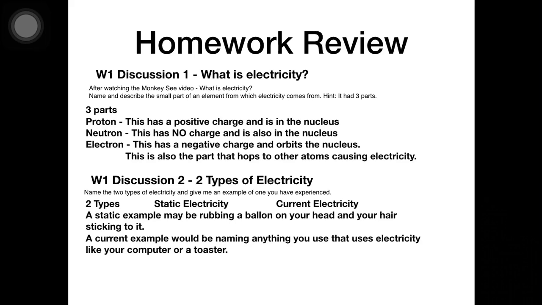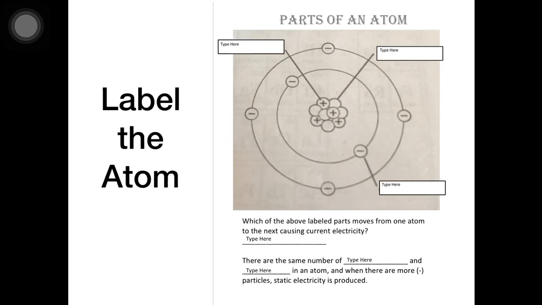All right, let's take a look now at the parts of an atom sheet. It says label the atom. This first one with the plus sign in the nucleus there is the proton. Top right, which is pointing to the circle that has nothing in it, is a neutron and is neutral. The bottom right, where it's pointing to the negative one that is orbiting the nucleus, is the electron.